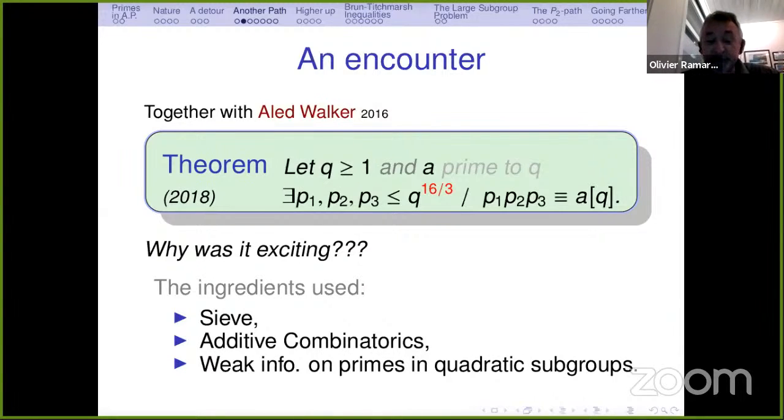The other part is the ingredients it uses. Because we are going to use sieve, we are going to use some additive combinatorics, and we are using some weak information on primes in quadratic subgroups. And essentially, we believe that none of these ingredients was able to break the parity principle. It turns out that we have a very simple proof of that, and I'm going to show you this proof.